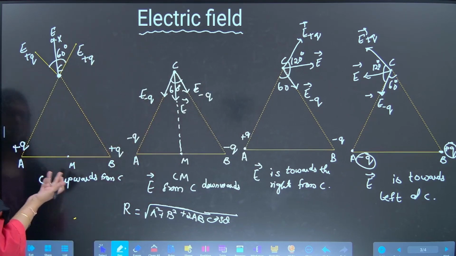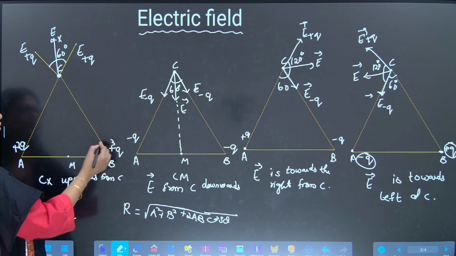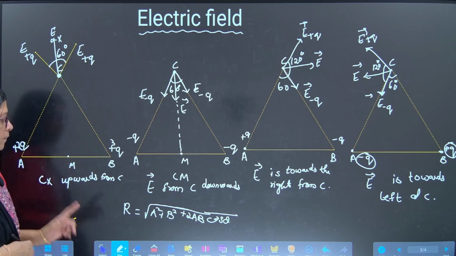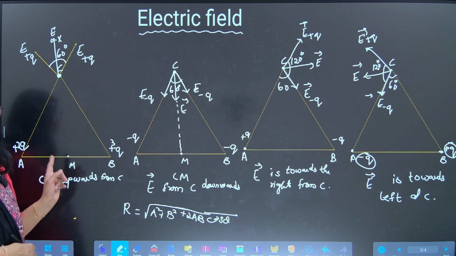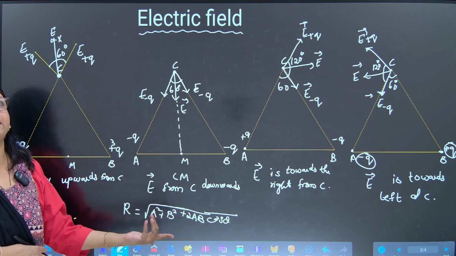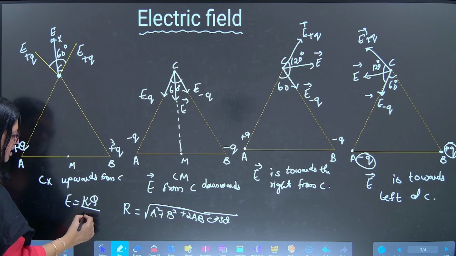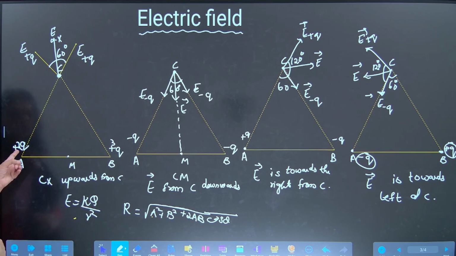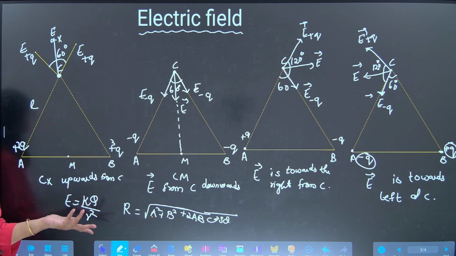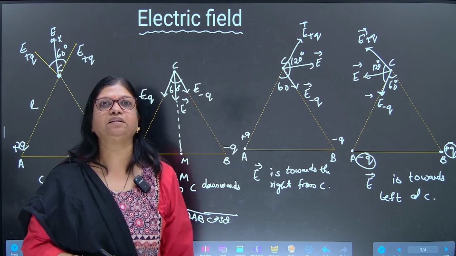I can even change this. Let me make it 2Q. Let us keep it as 3Q. Fine. Direction will be this only. Why? Because both are positive. What will change then? Magnitude. What is the magnitude formula? E is equal to KQ by R square. What is Q? 2Q. What is R square? The length. Done. Okay, so let the magnitude be different. Directions are going to remain the same.